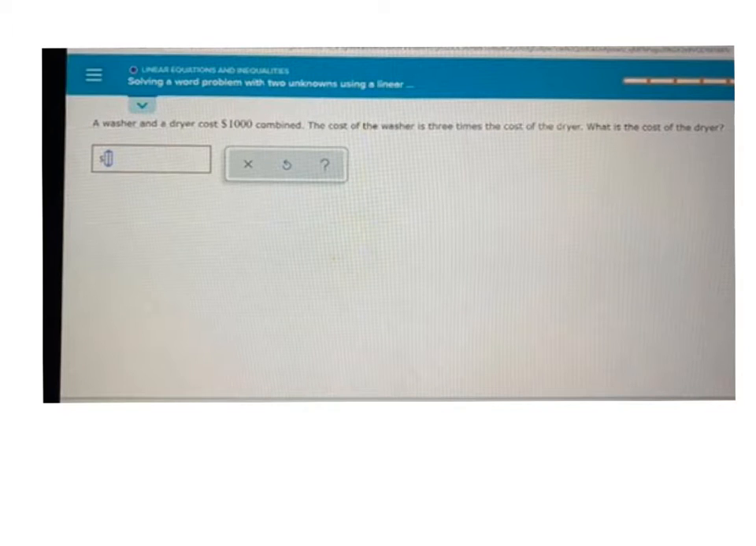All right, in this problem we're trying to find the price of a washer and a dryer, and we know a couple of things about them. One, that combined they do cost $1,000, and that the cost of the washer is 3 times the cost of the dryer.